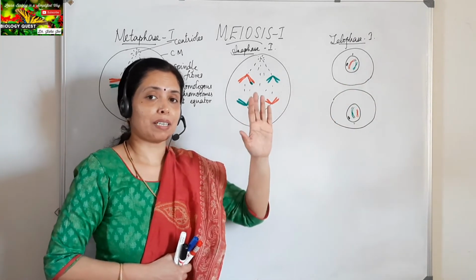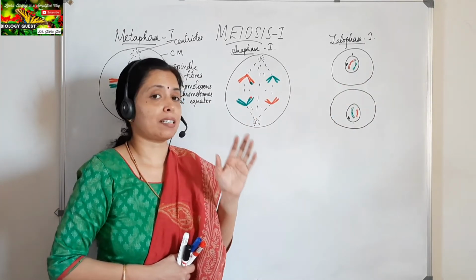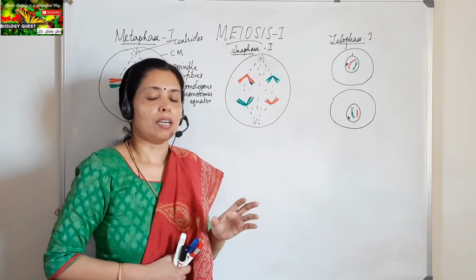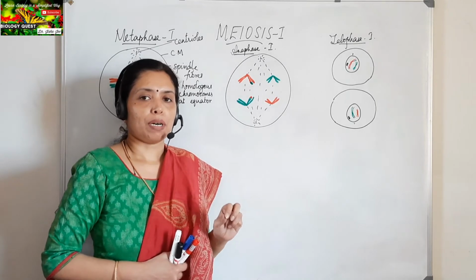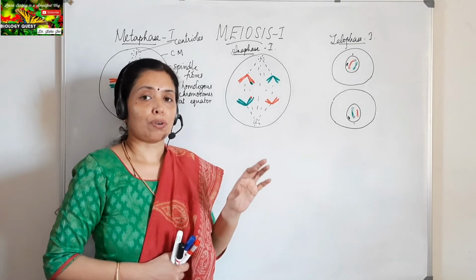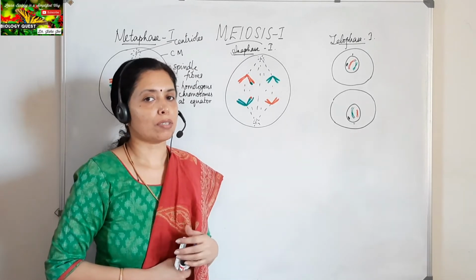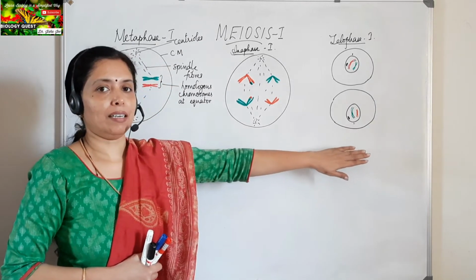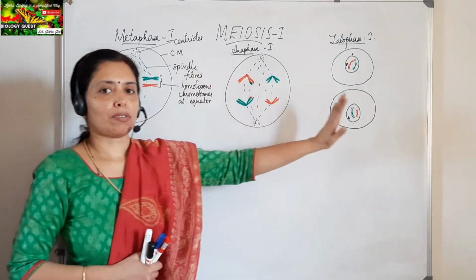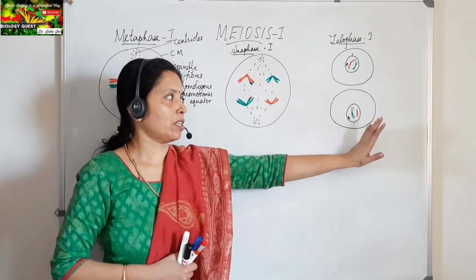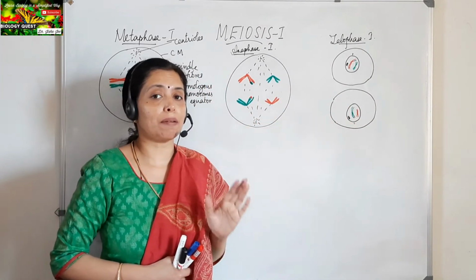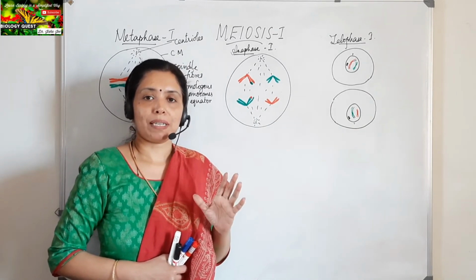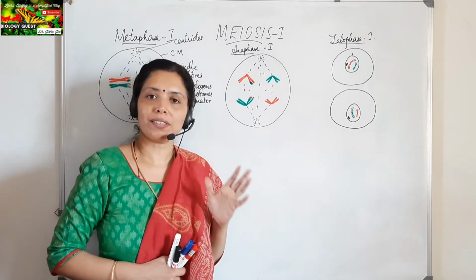That is why in the beginning we mentioned that it is meiosis 1 which is actually the reduction division, because the chromosome number is getting reduced to half in meiosis 1. I hope that is clear. So that is the end of meiosis 1. Meiosis is not complete with meiosis 1. Meiosis is completed only after meiosis 2.